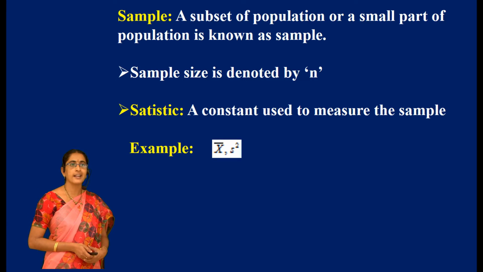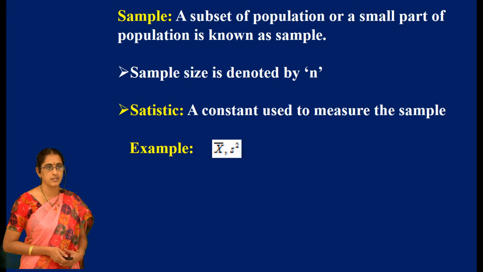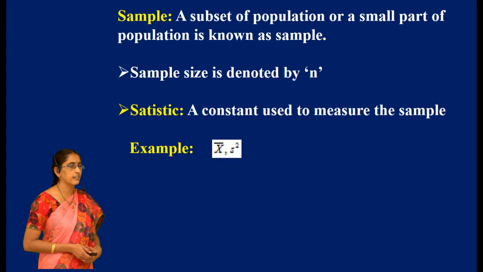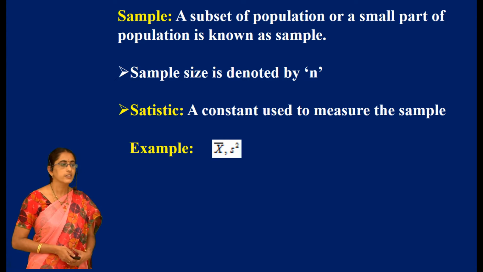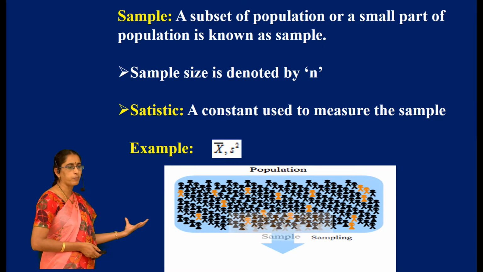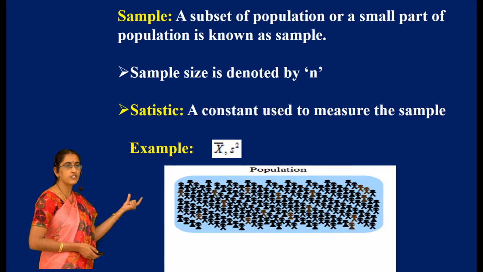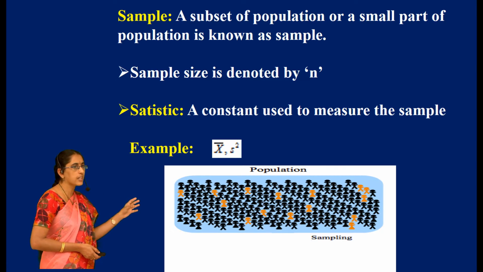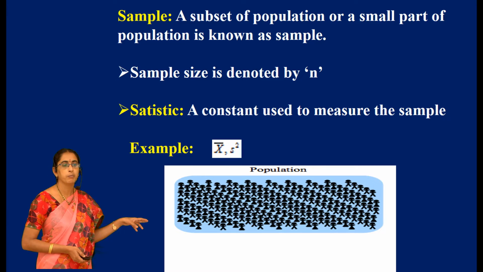Regarding random experiments, for the mean we use the expression E of x, expectation of x. But when we come to the raw data, regarding the sample mean, we use the symbol x bar. Here you can see that out of this entire population, only the red colored part is the sample. Only a small part of the population we are considering. So the red color resembles the sample drawn from the population.